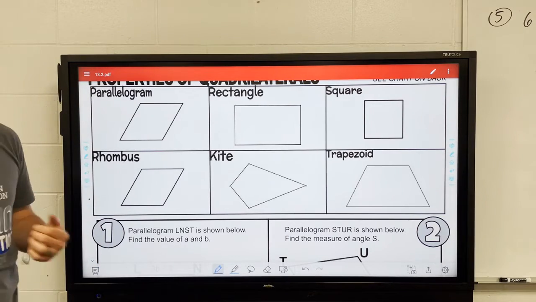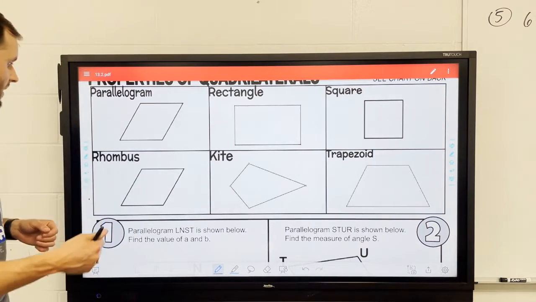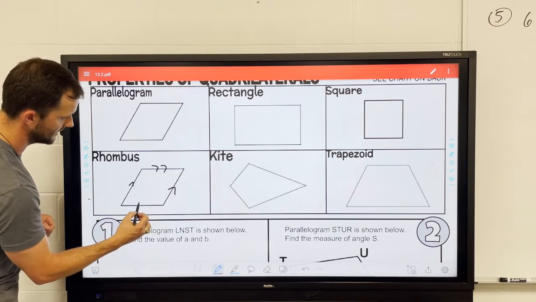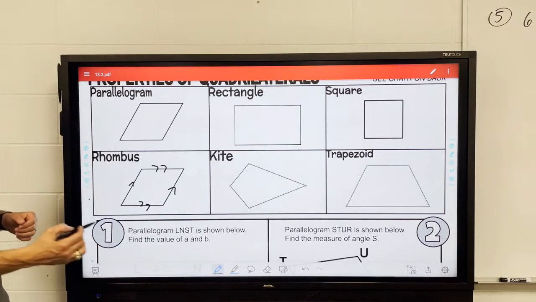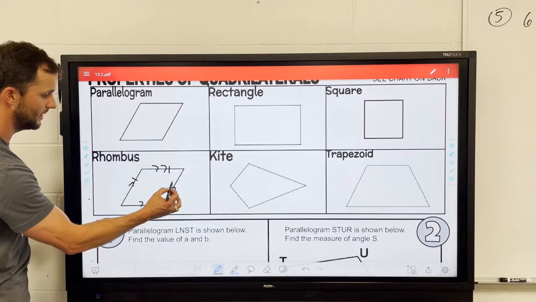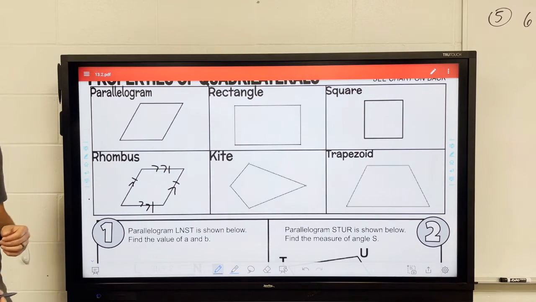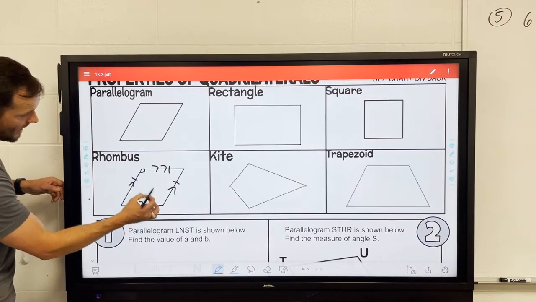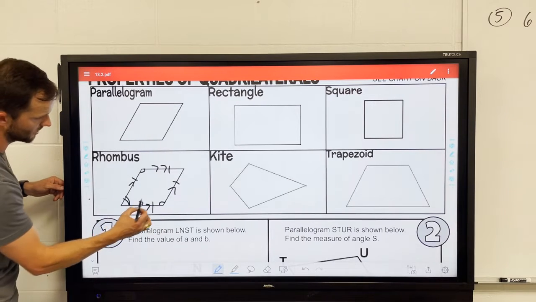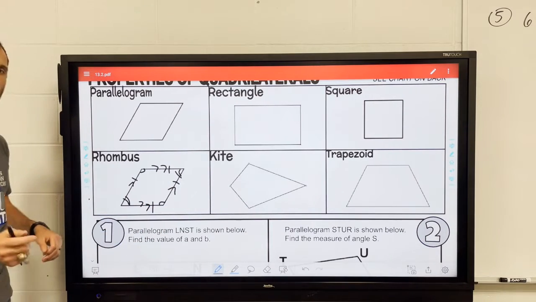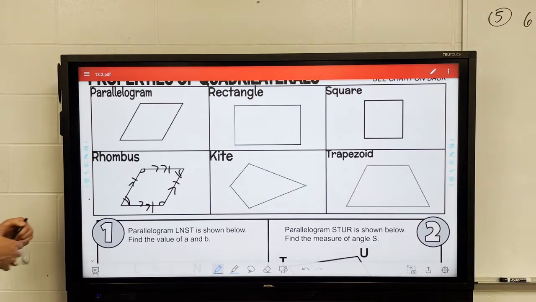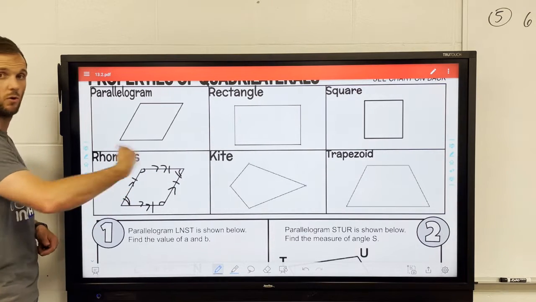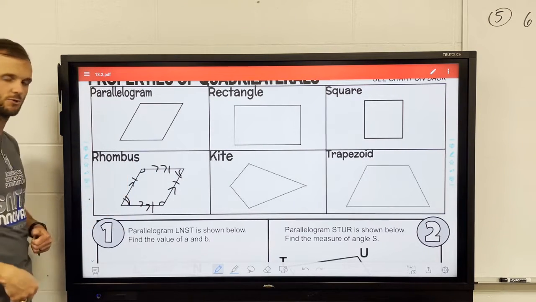Okay, so now on a rhombus, the opposite sides are parallel. So that means this side is parallel to this one, and this side is parallel to this one. On a rhombus, all the sides are going to be congruent to each other, okay? And then on a rhombus as well, the opposite angles are going to be congruent to each other as well. Okay, so again, the back side of your chart is going to end up showing this. So opposite sides are parallel, all the sides are congruent in the rhombus, and the opposite angles are congruent.